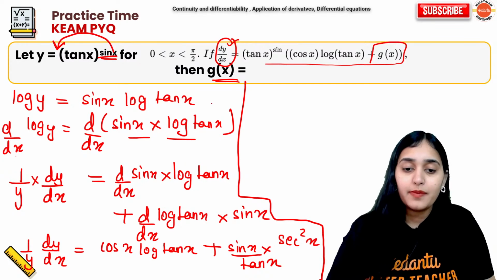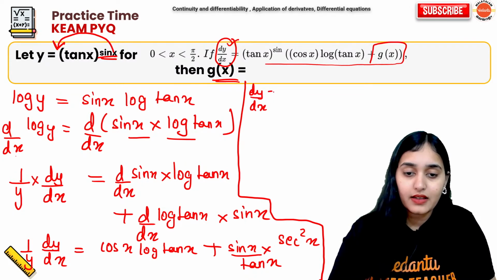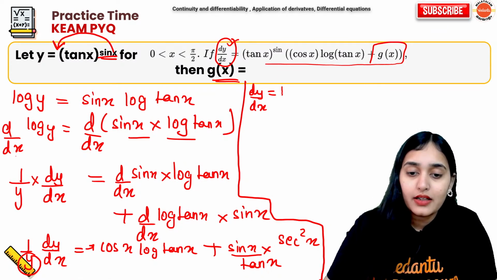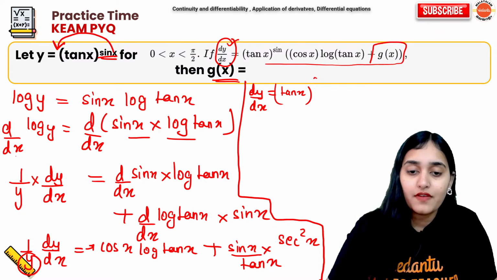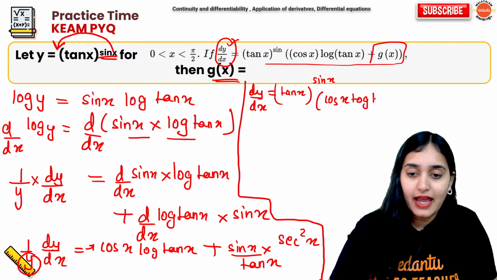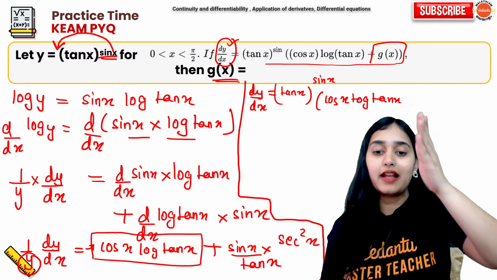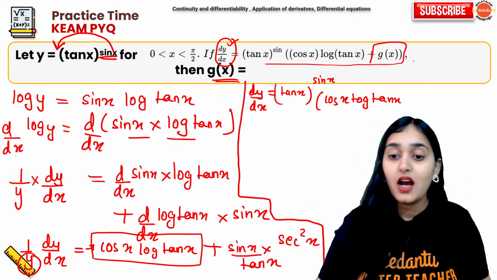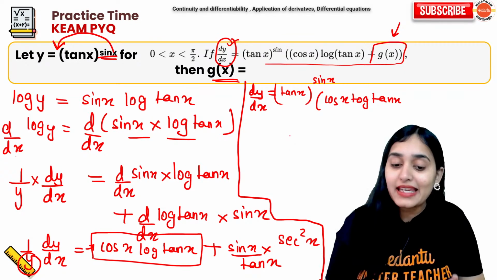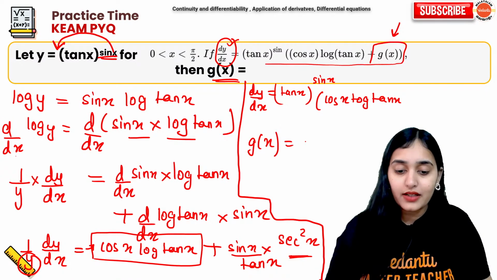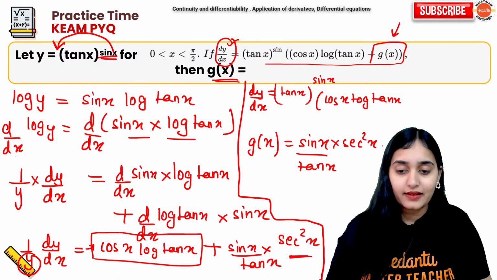Okay. So now this becomes dy by dx is equal to, this y will go to the numerator. So it will become tan x to the power of sin x into cos x log tan x. So till here we have got our answer. We have multiplied this and we have got the answer. Only now g(x) is left. So what is g(x)? So just simplify this. What do you get? So g(x) is basically equal to sin x upon tan x into secant square x.